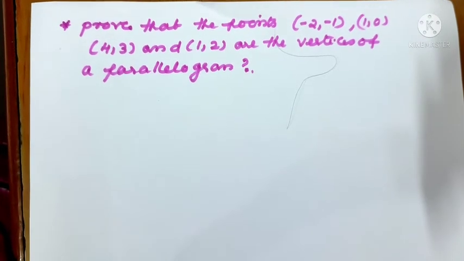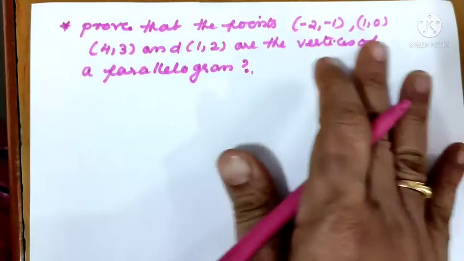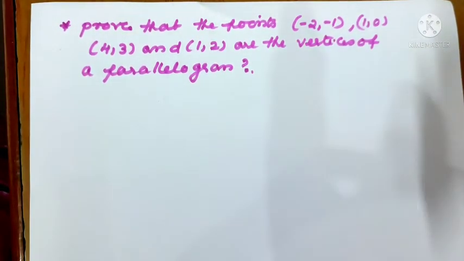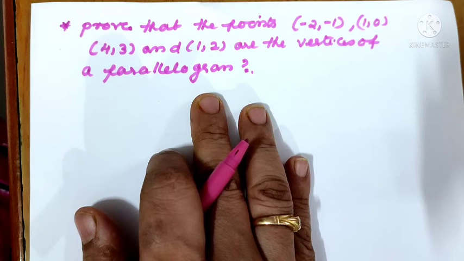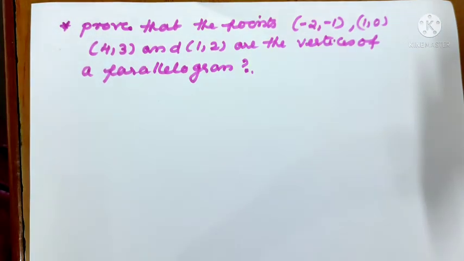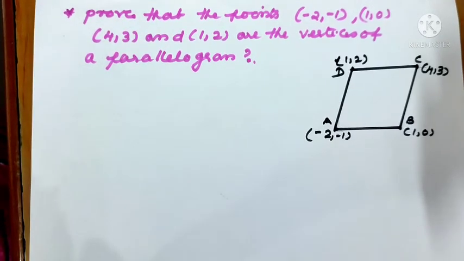We are continuing. Prove that the points (-2, -1), (1, 0), (4, 3) and (1, 2) are the vertices of a parallelogram or not. So the 4 vertices they had given. Now the question is asked whether it is a parallelogram or not. Which property must we use here? The diagonals of a parallelogram bisect each other.